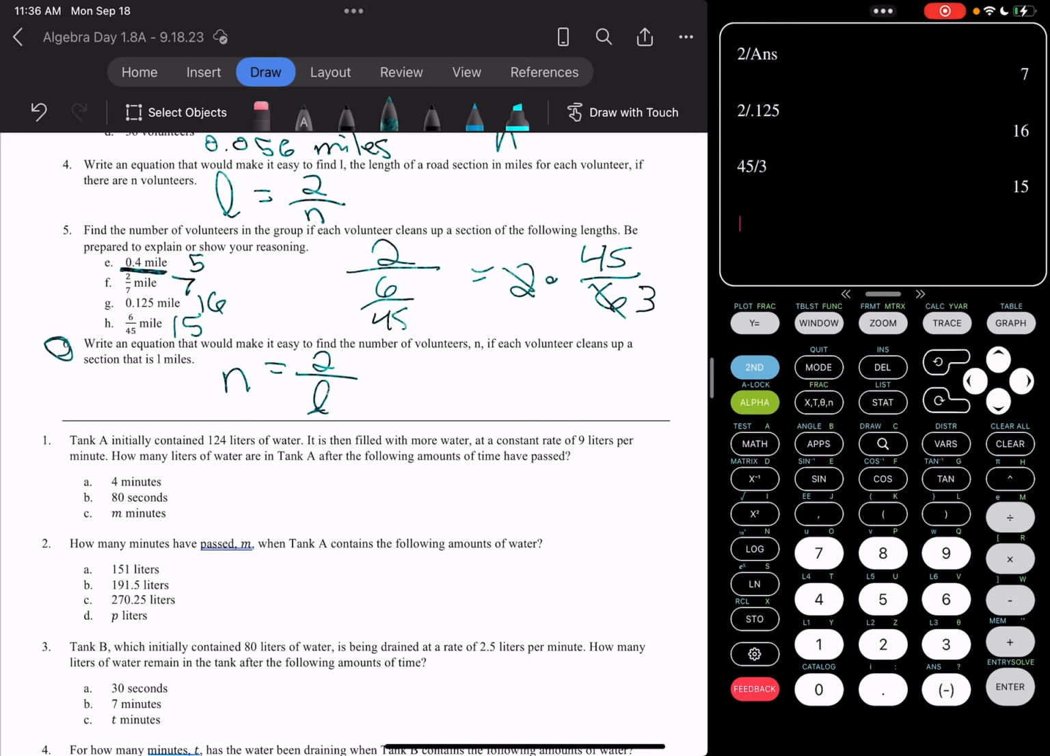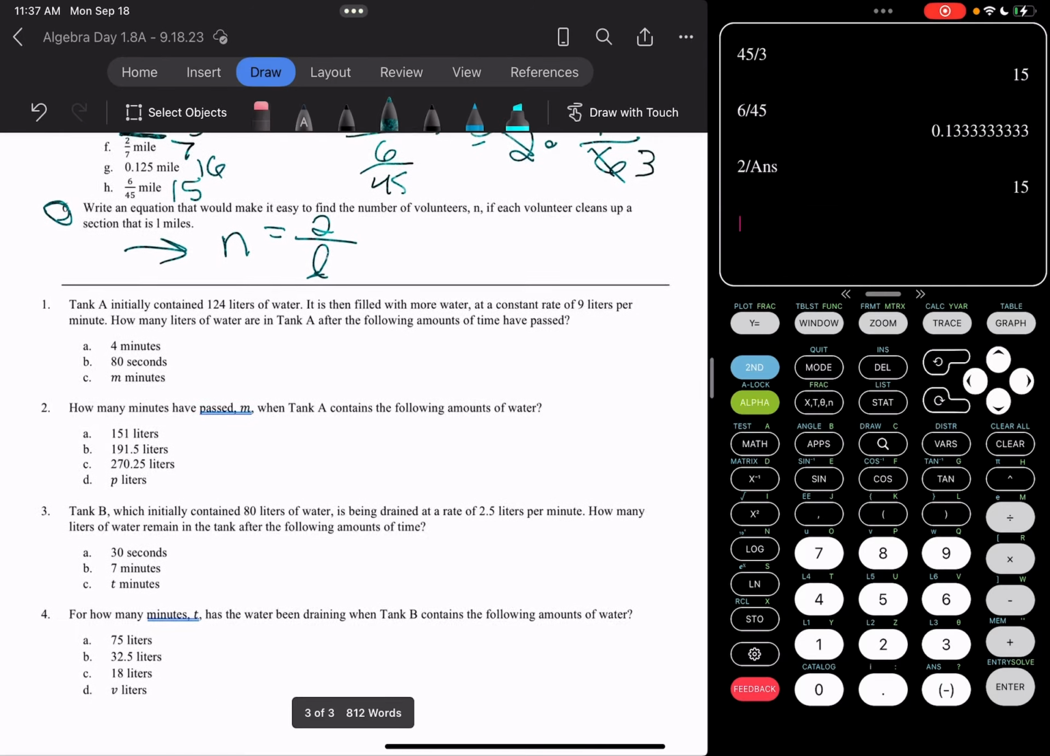Okay, now again, if you wanted to, you can convert that into a decimal, and then we can say 2 divided by our answer, and it's going to give us 15, okay? Either way, you're going to get 15. And again, that equation then, if we just play with it the same way we would play with numbers, we can solve for N instead of solving for L.